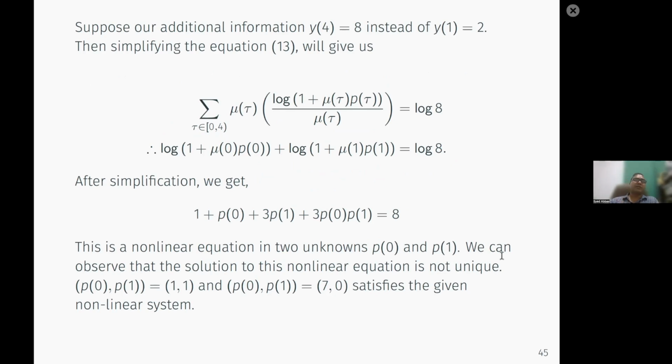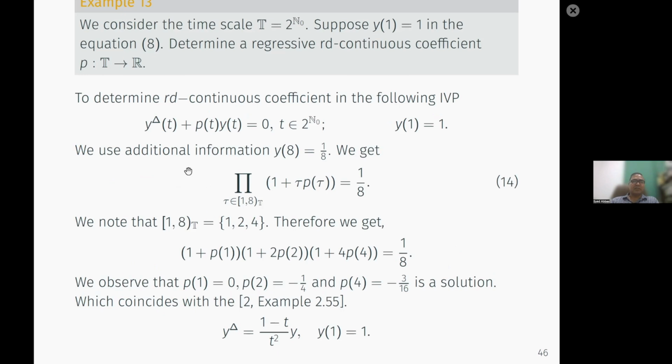Now, suppose we have one additional piece of information, that y(4) equals 8 instead of y(1) equals 2. In this case, the corresponding equation is given by this, and after simplifying we get 1 plus p0 plus 3p1 plus 3p0 p1 is 8. And this has two pairs of solutions. We can see that one also solves this problem, which means for the other information we are also getting the value 1. The other pair is also 7, 0. So in this case, we get more than one solution.